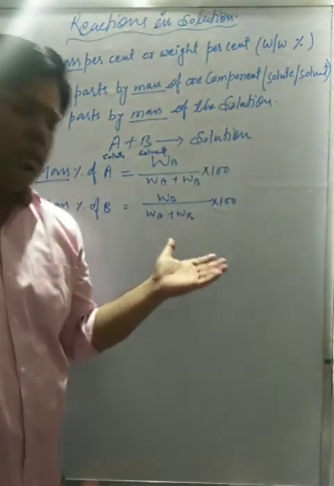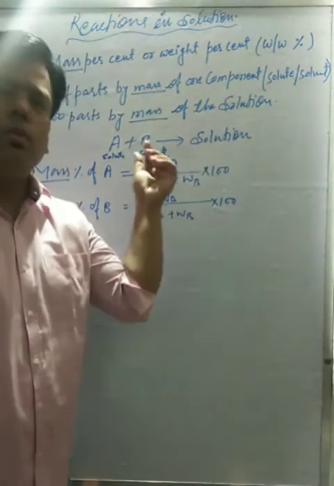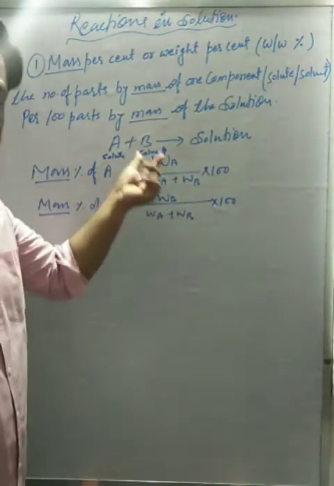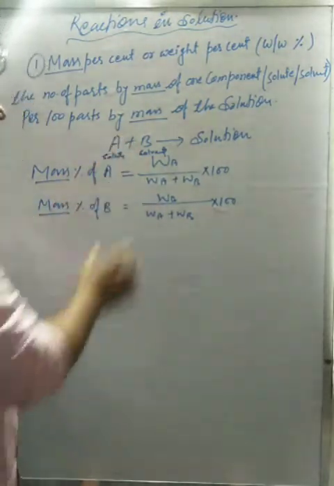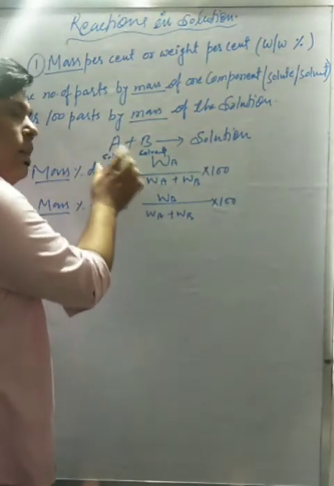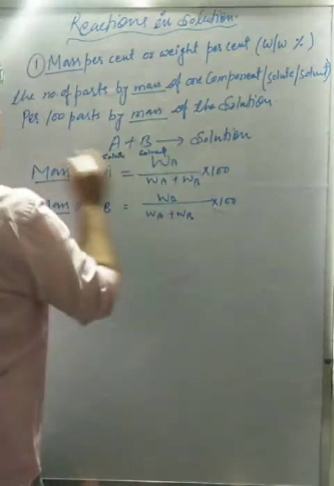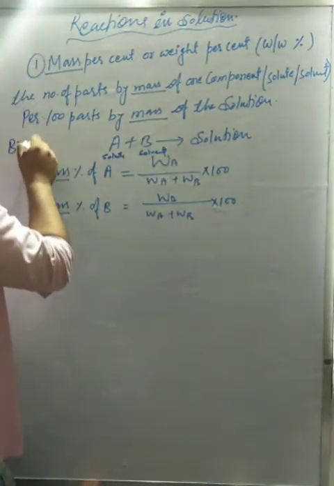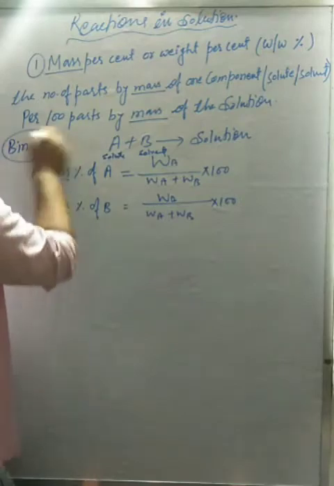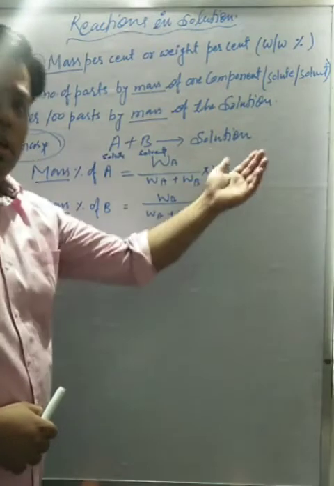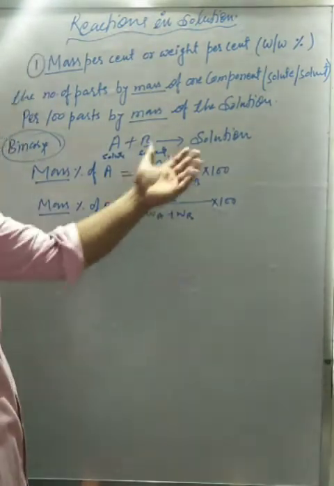Solution is a homogeneous mixture of two or more than two substances. If it is two substances, it means there are two components, and then it is called a binary solution. Solute plus solvent gives solution. It's a homogeneous mixture of two or more than two substances.